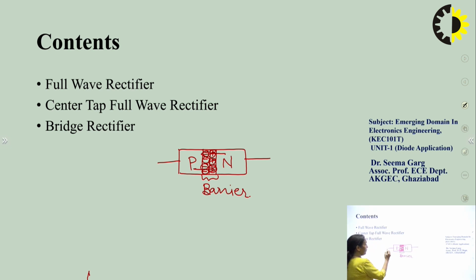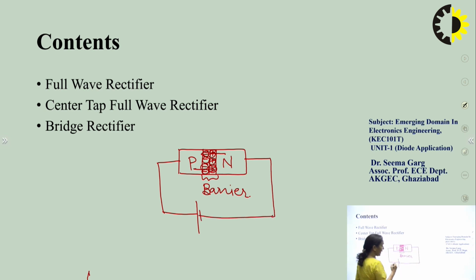And if we forward bias this PN junction diode, then in the ideal condition, during the forward bias condition, this PN junction diode offers zero resistance. So it acts as a short circuit. Ideally this value is zero, but practically the forward resistance of the diode is of the order of a few tens of ohms.